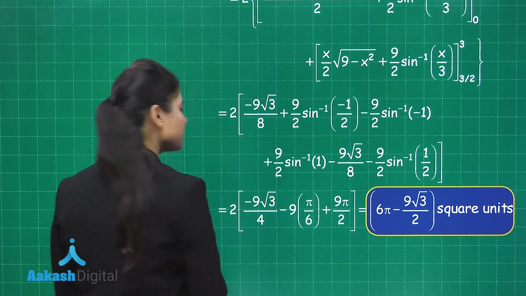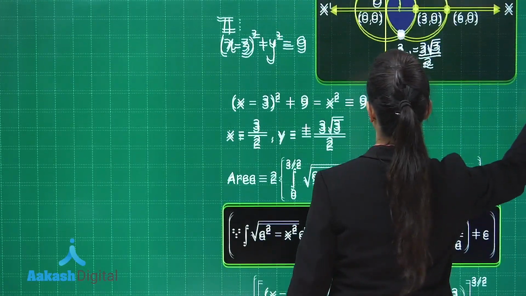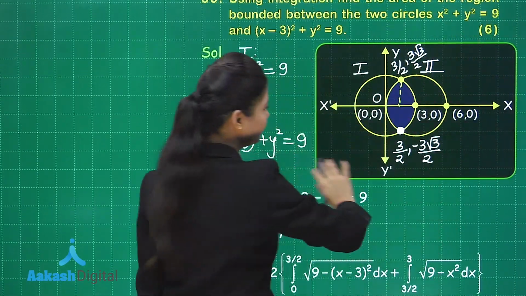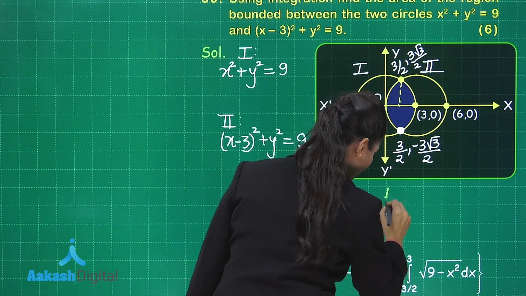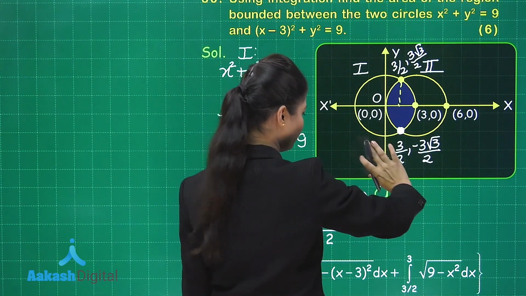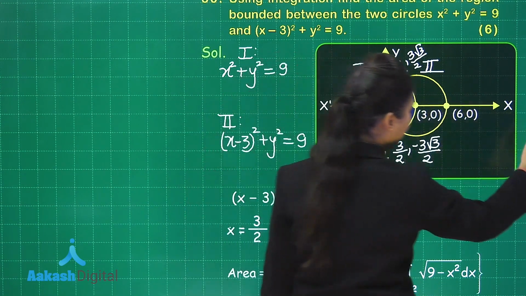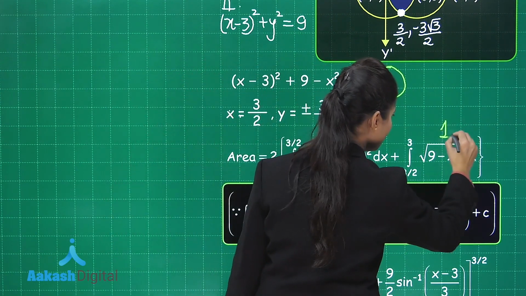This was a 6-marker question, and in this question, when you have obtained the required points of intersection till this step, you will obtain complete 1 mark. After that, for obtaining these correct limits, that is from 0 to 3 by 2 and 3 by 2 to 3, and getting this equation, here you will obtain another 1 mark.